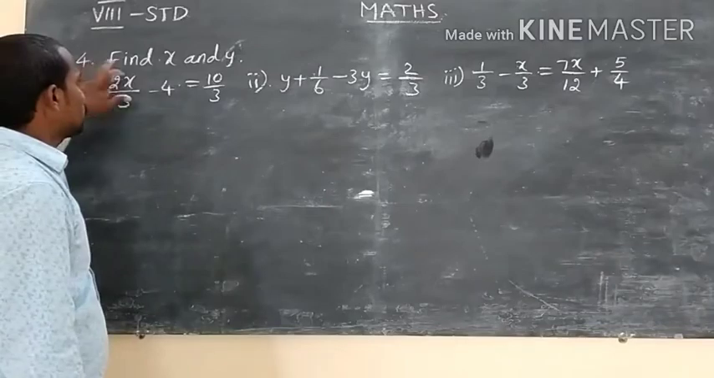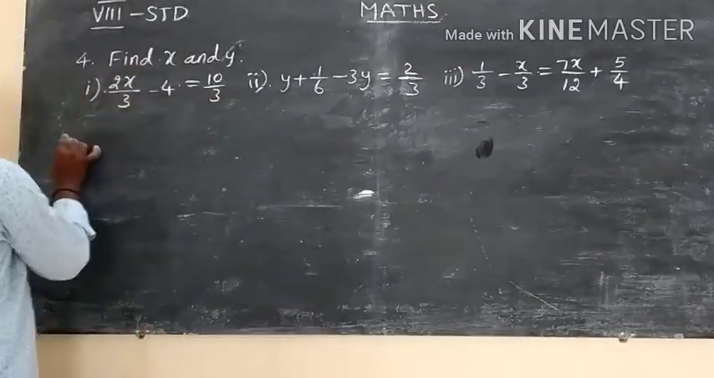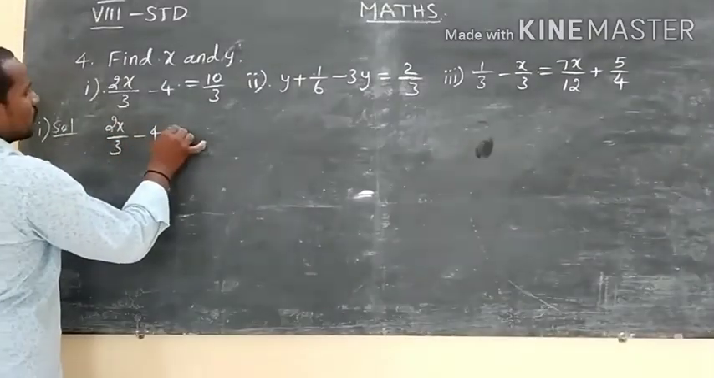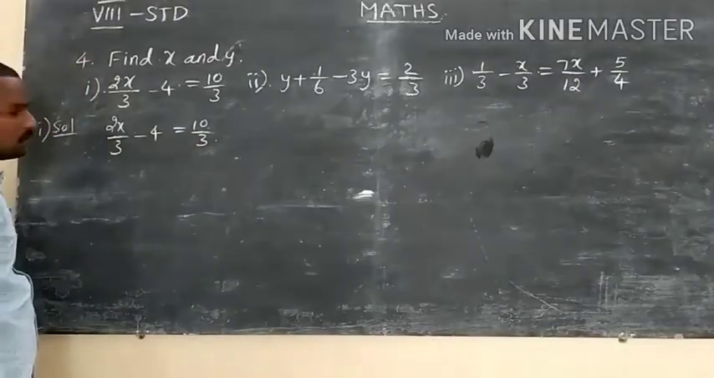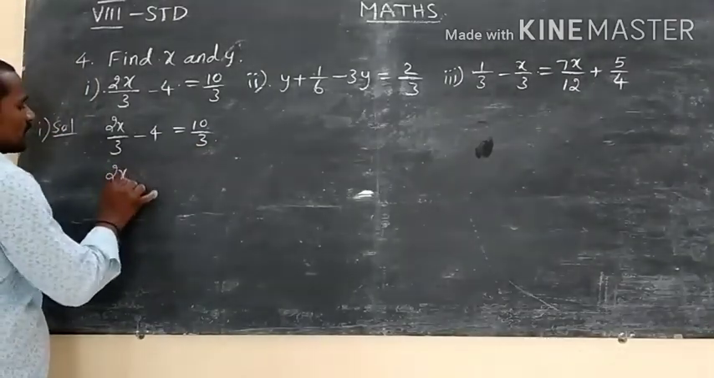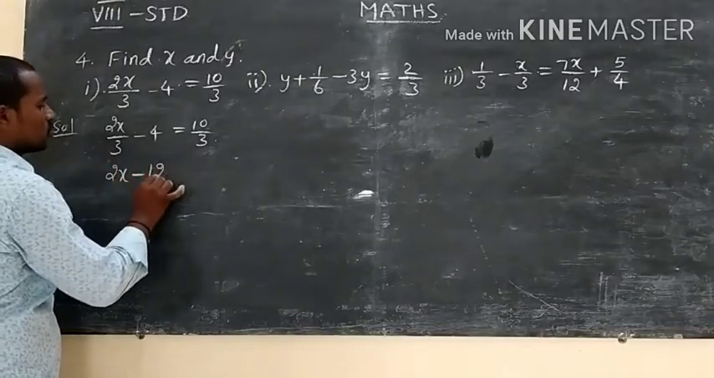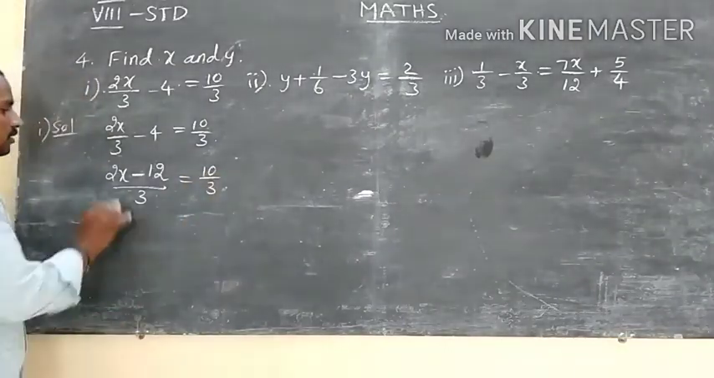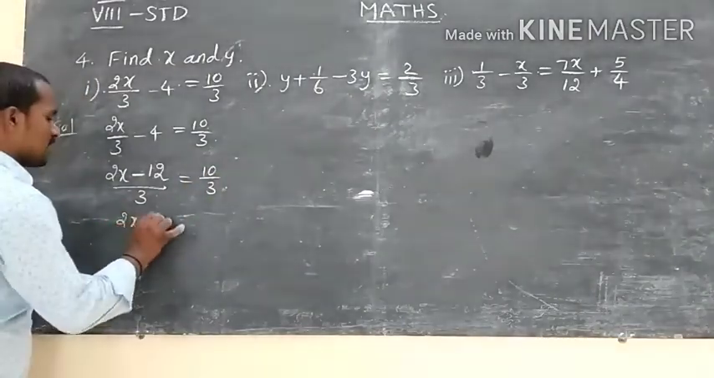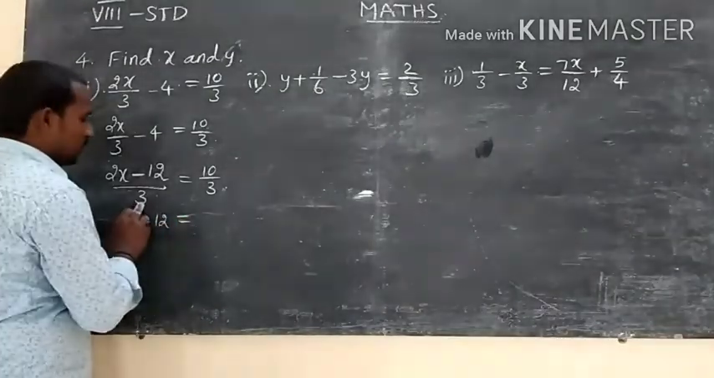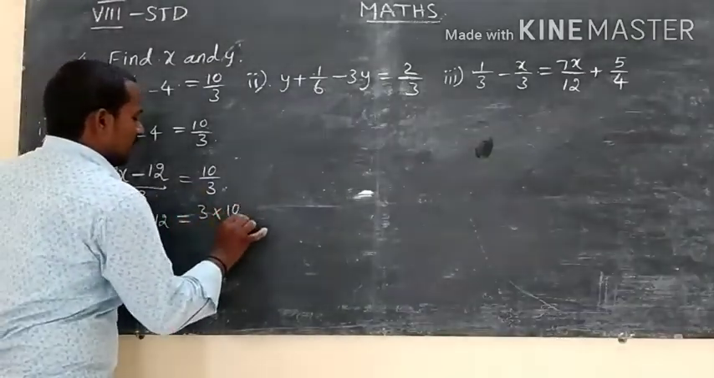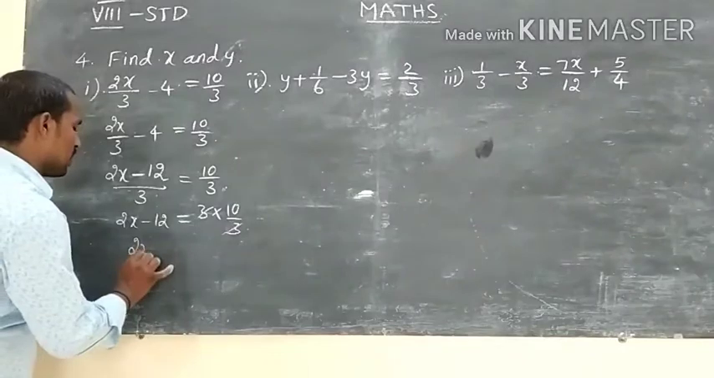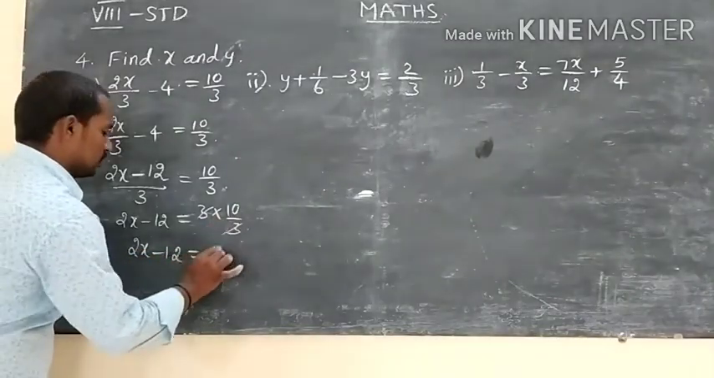Okay, next fourth question. Find x and y. The first subdivision. The solution, the first one, 2x divided by 3 minus 4 equal to 10 by 3. Okay. Using the cross multiplication, 2x minus 3 4s are 12 divided by 3, which is equal to 10 by 3. Then 2x minus 12 equal to, making the transformation, 3 into 10 by 3. Okay. 3s are cancelled. Remaining terms are 2x minus 12 equal to 10.